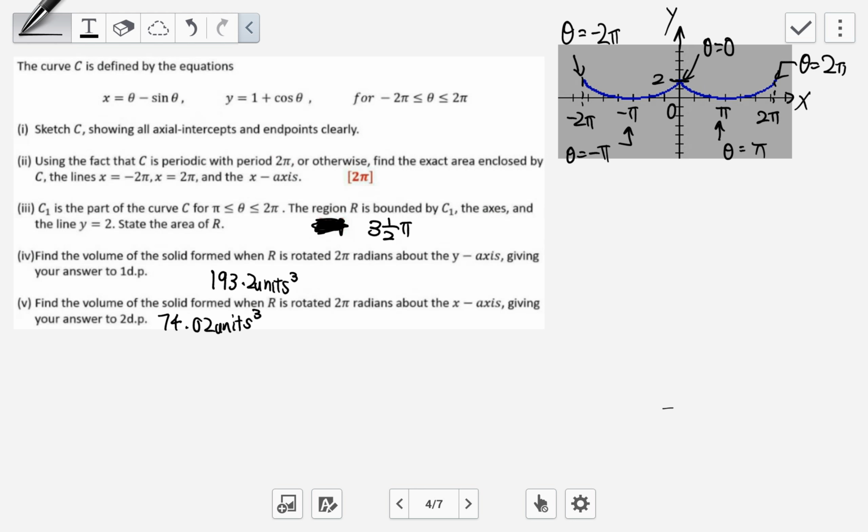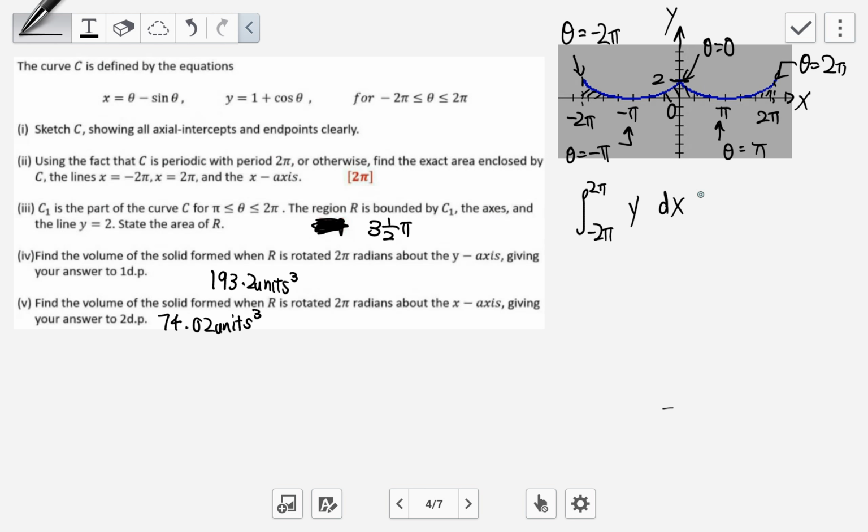So for part 2, using the fact that C is periodic with period 2 pi, or otherwise, find the exact area enclosed by C, the lines x equals minus 2 pi and x equals 2 pi, and the x-axis. That means the area that they want is this area under this graph. So to find this area, of course, we use our 0 to 2 pi. Okay, actually we want from minus 2 pi to 2 pi, right? And then the integral of y dx.